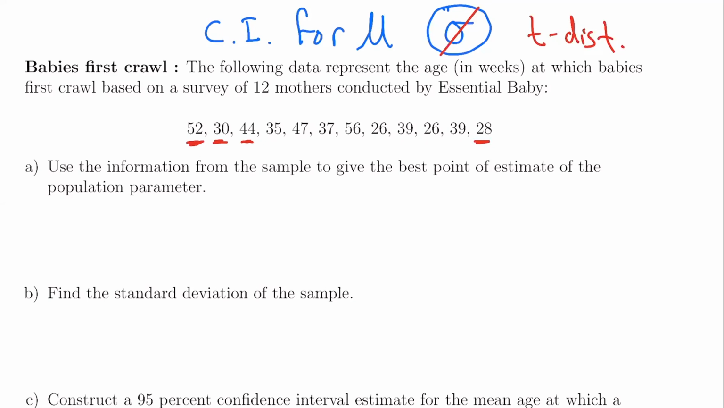All right, so let's do part A. Part A says use the information from the sample to give the best point estimate of the population parameter. If you remember, the point estimate pretty much depends on what we're trying to do. For this one, we're trying to find what's the average age that babies first crawl. So the point estimate will be X bar.